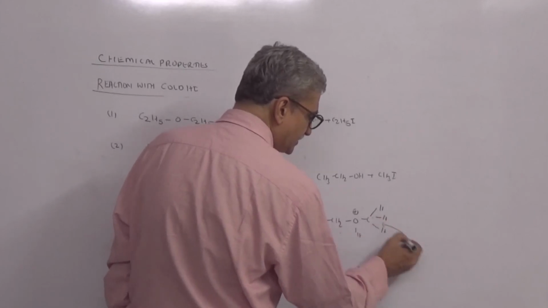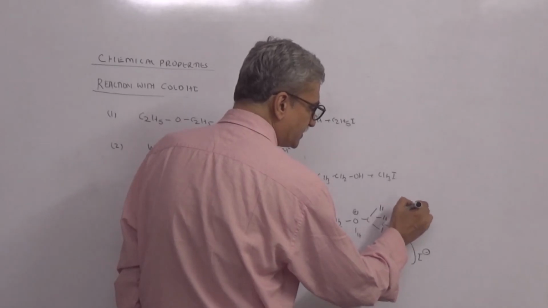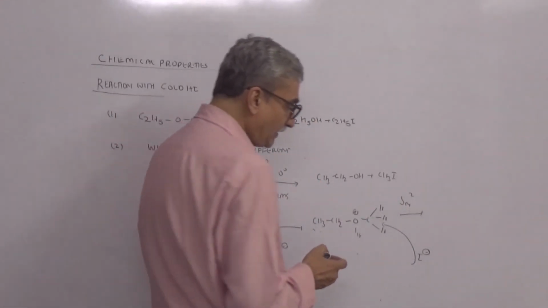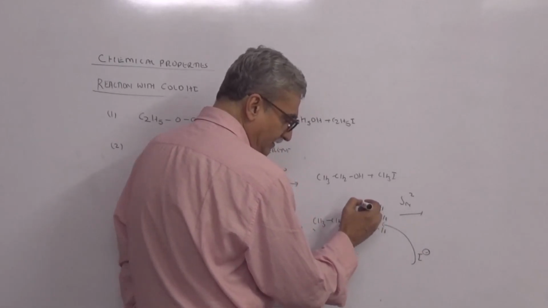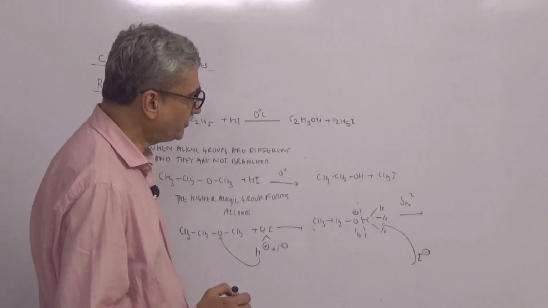Simply it attacks this. So what kind of reaction is this? This is substitution nucleophilic bimolecular. And what happens? The iodide attacks and this bond then breaks for you to get the products.